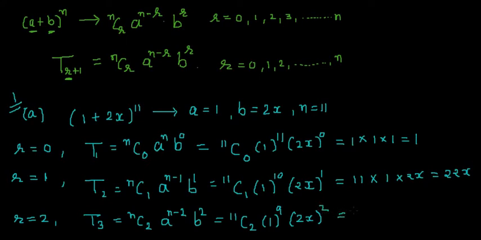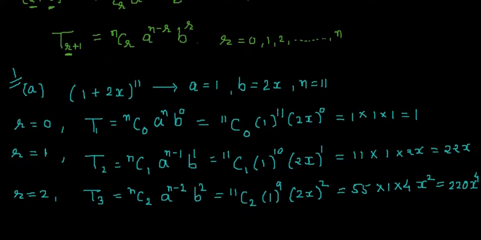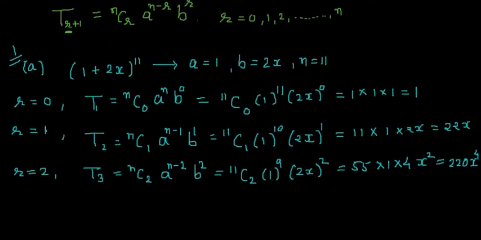Now 11C2, if you use a calculator, we get 55, 1 raised to 9 is 1, and 2x all raised to 2, so 2 gets power 2, that is 4, and x also gets power 2, so x square. So if you multiply, it's going to be 220x square. This is the third term in the binomial expansion. These are the first three terms.